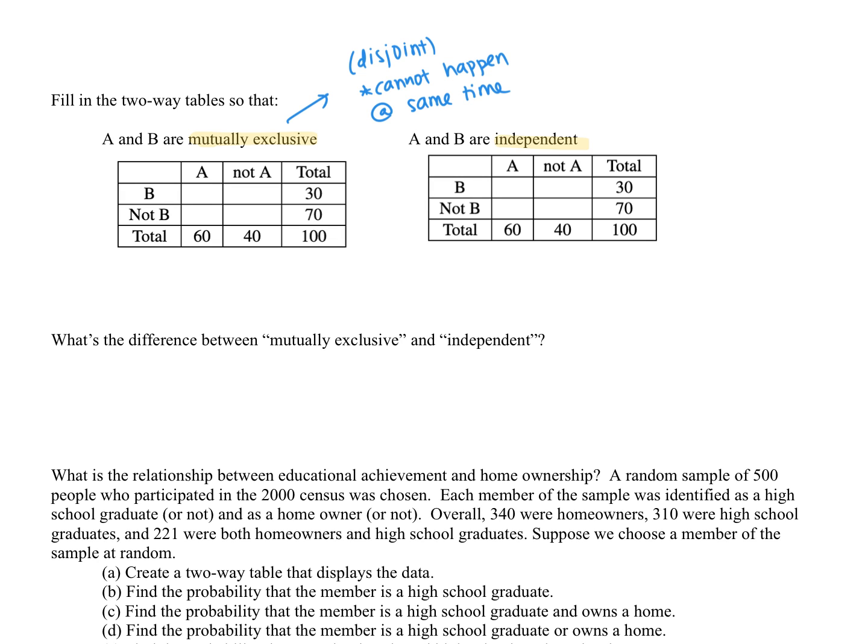That means they cannot happen at the same time. So if we were to fill in this table so that A and B are mutually exclusive, what is the first number that we should put in? 0 in the A and B spot. 0. They cannot happen at the same time. So then if that B row has to be 30, this has to be a 30 then. This will have to be a 60, that'll have to be a 10. That is mutually exclusive. They cannot happen at the same time.